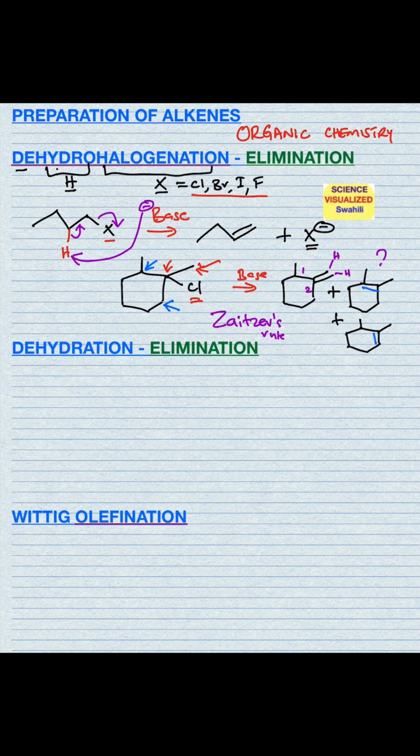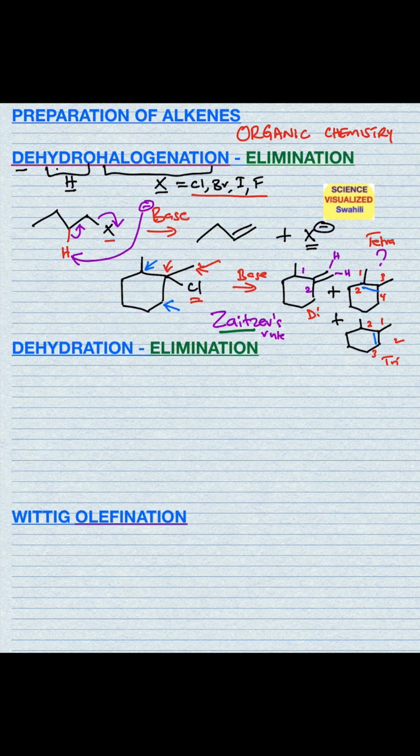I'll use a different color. Here we have 1, 2, 3, and 4, so that becomes a tetra-substituted alkene because it has 4 groups. And then this last one here has 1, 2, and 3, so that becomes a tri-substituted alkene. The first one was di-substituted, the second one was tetra, and the last one is tri-substituted. And you can clearly see that tetra-substituted is the most stable because it has 4 groups around the double bond. So following Zaitsev's rule, the major product is going to be this one here.